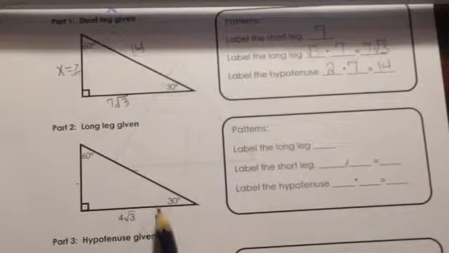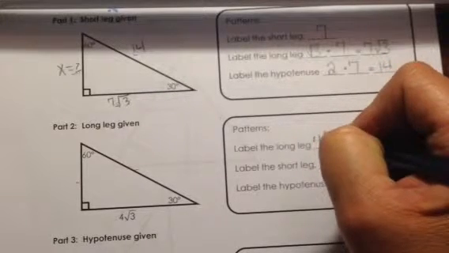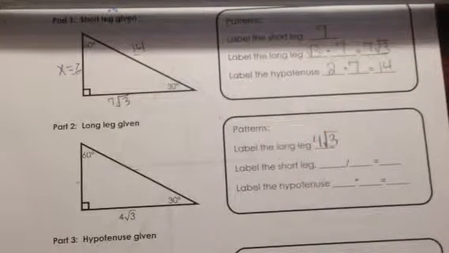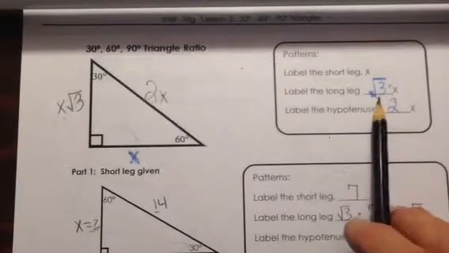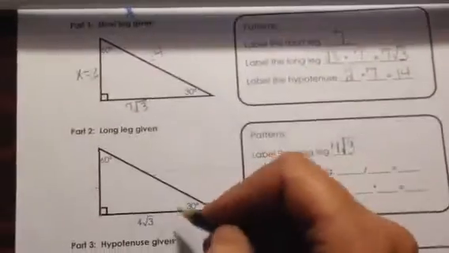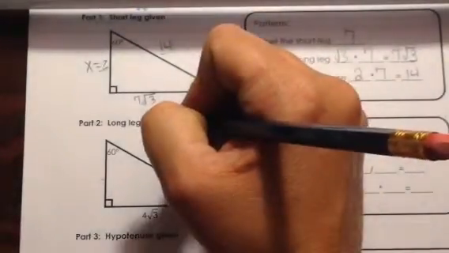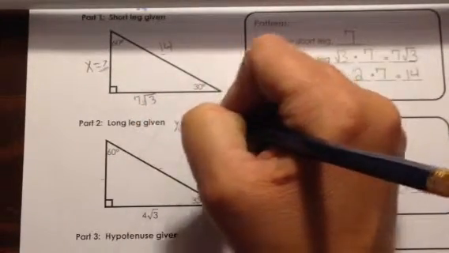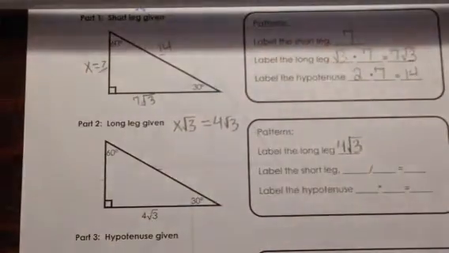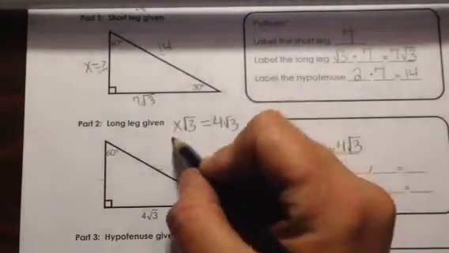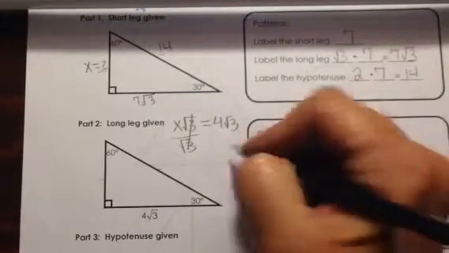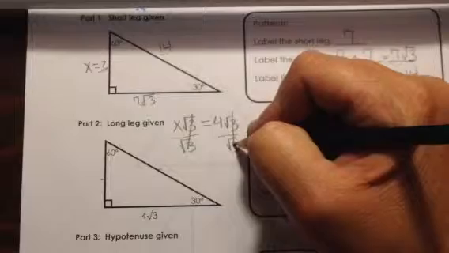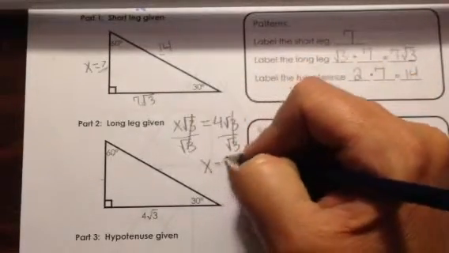So here we know the long leg, which would be 4 square root of 3. But we know that the long leg equals square root of 3x. So what we have to do is say the x square root of 3 equals 4 square root of 3. So now we just have algebra. We get rid of the square root of 3, divide by the square root of 3, so we get x equals 4.